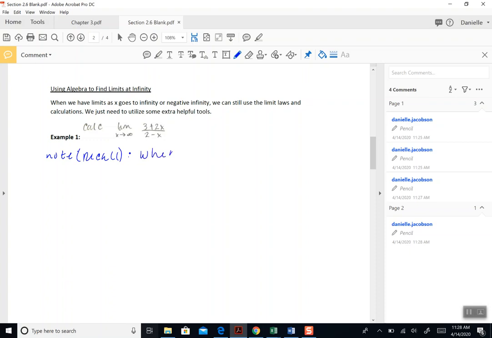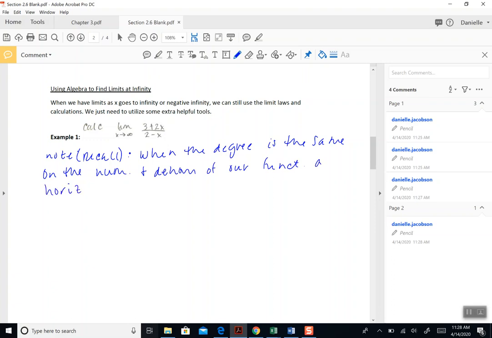Okay, when the degree is the same on the top and bottom, or on the numerator and denominator, if we're being a little bit more formal, on the numerator and the denominator of our function, a horizontal asymptote exists at y equals the lead coefficient of each part. So the lead coefficient of the top over the lead coefficient of the bottom.